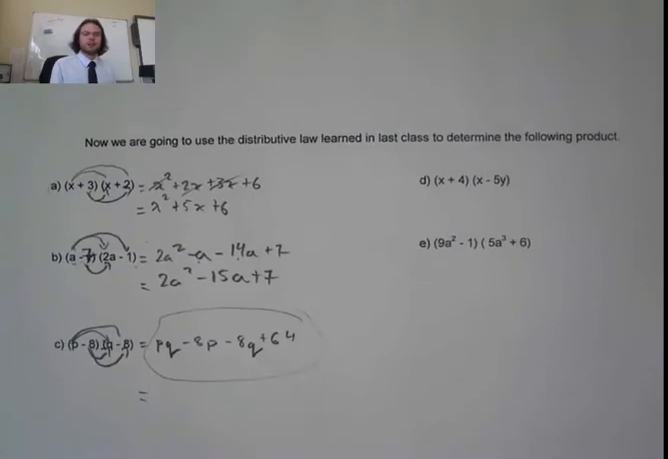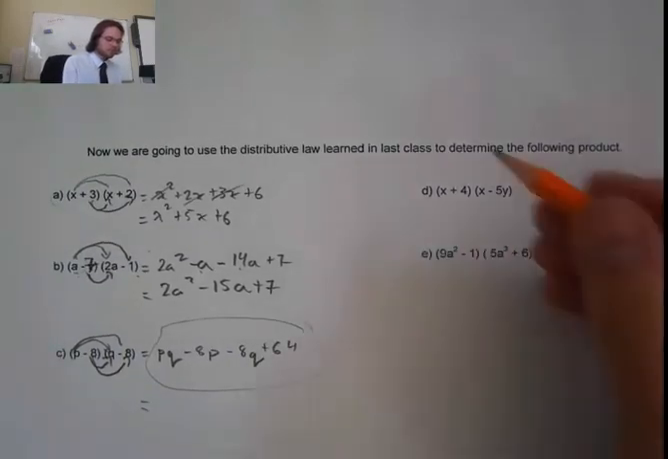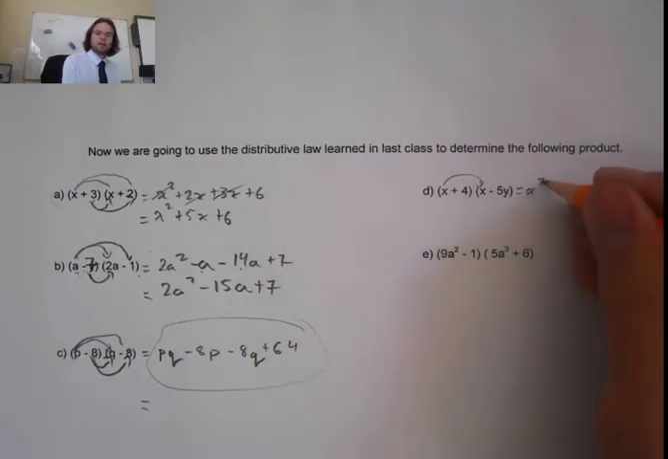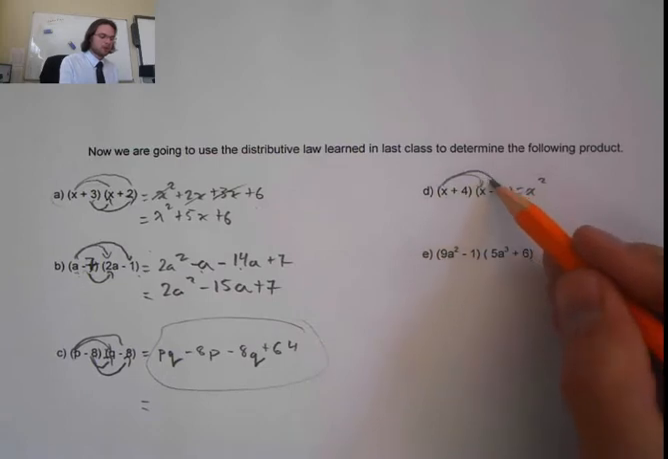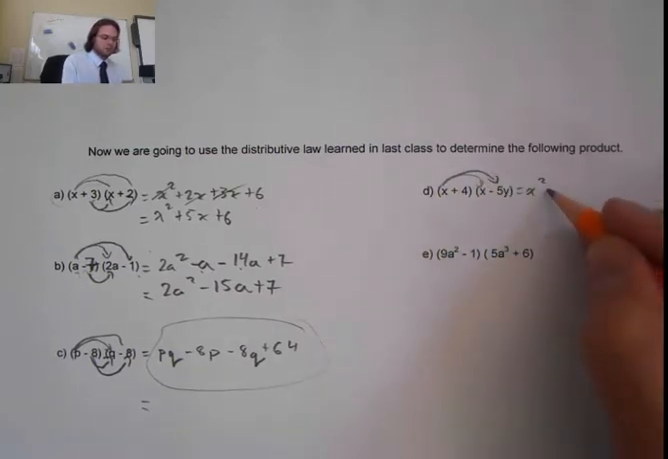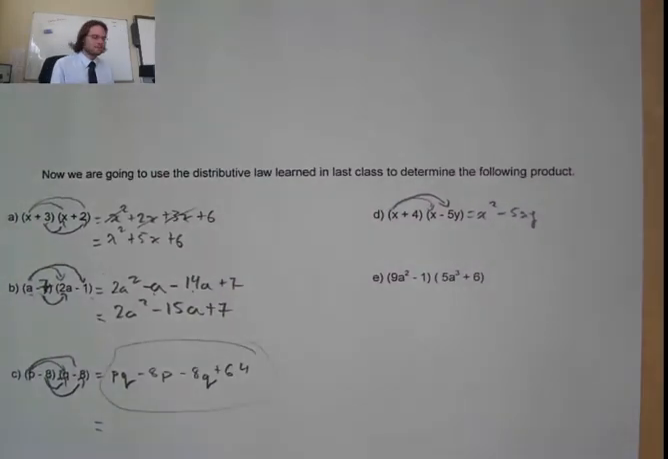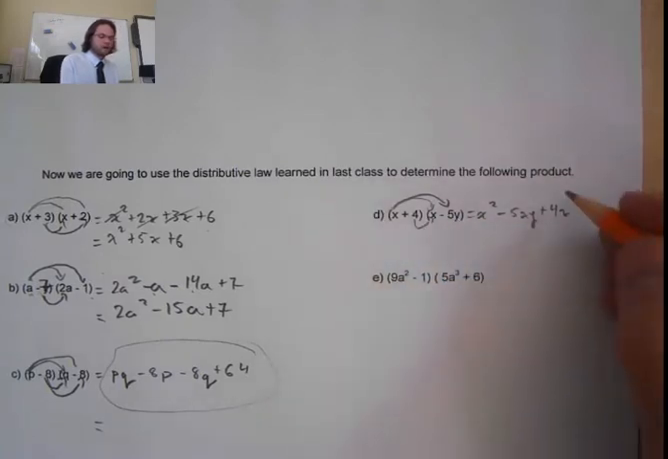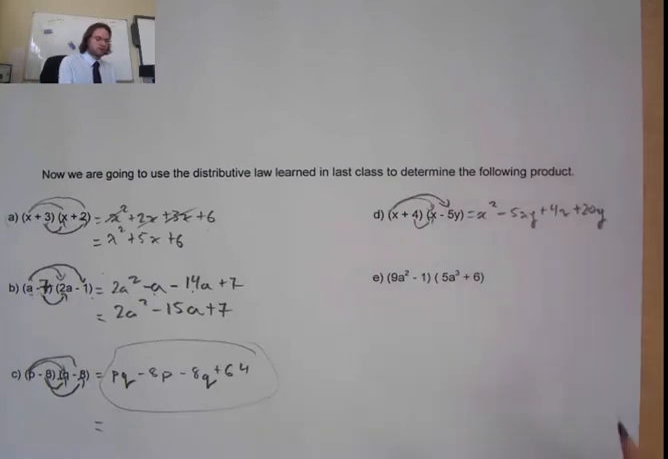Okay? Let's take a look at my next one here. Let's look at d. Once again, we have to go x multiplied by x, which will give me x squared. Then I'm going to go x multiplied by the negative 5y, which will give me negative 5xy. I always go x before y. Okay? Now, I want to go the 4 multiplied by x, which will give me plus 4x, and then 4 multiplied by 5y, which will give me plus 20y. So I look at this here, I can't combine anything, that is left as is. Okay? Last one.